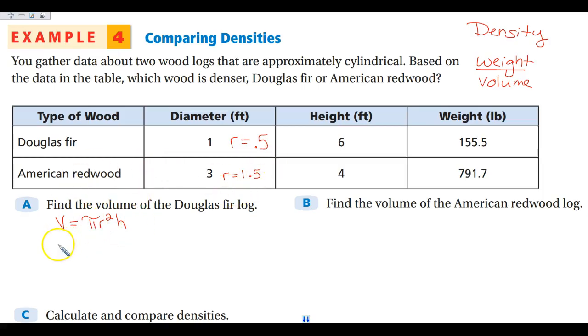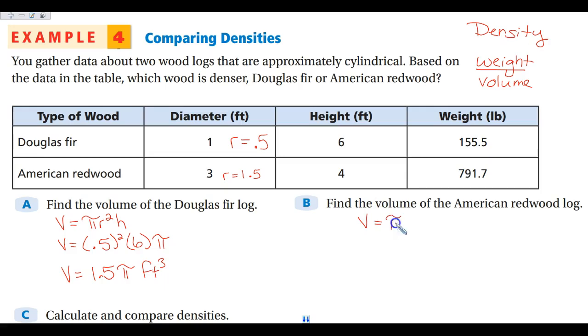Okay, so let's go ahead and plug in what we know. For the Douglas fir, our radius is 0.5, so we're going to square that. We're going to multiply it by the height of the log, which is 6 feet, and then multiply that by pi. I'm going to leave things in terms of pi right now because that's more exact and life is easier. So when we do 0.5 squared times 6, we get 1.5 pi feet cubed.